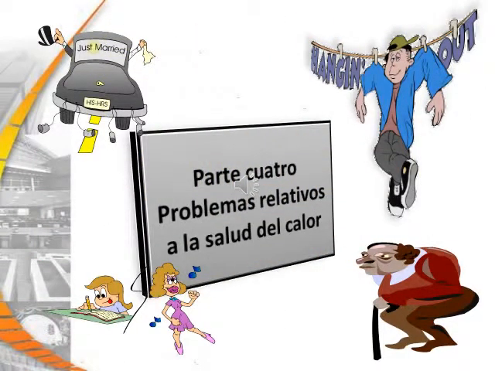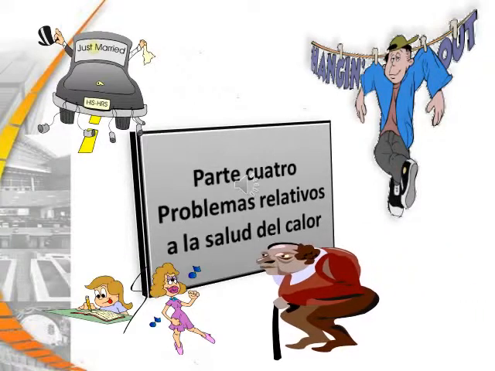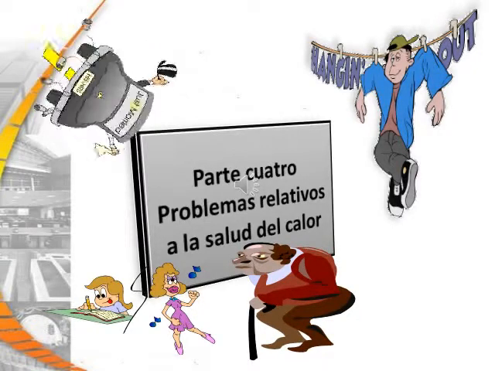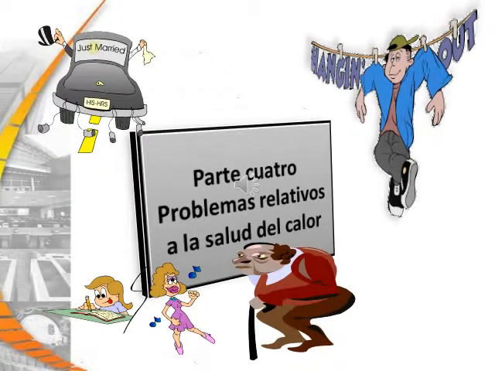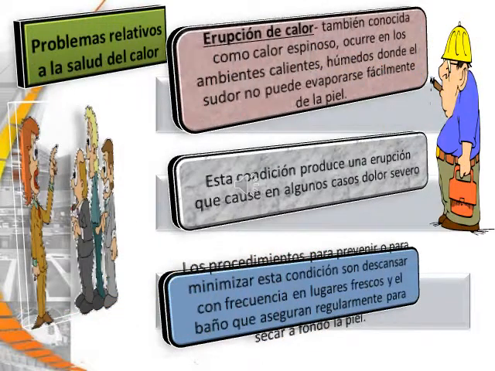Part 4, Health-related heat problems. Heat rash is known as prickly heat. It occurs in hot, humid environments where sweat can't easily evaporate from the skin. This condition produces a rash which, in some cases, causes severe pain. The procedures to prevent or minimize this condition are to rest frequently in cool places and bathe regularly, ensuring to thoroughly dry the skin.